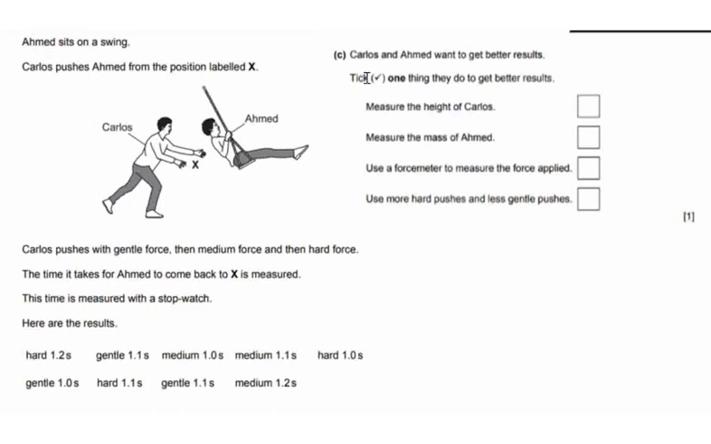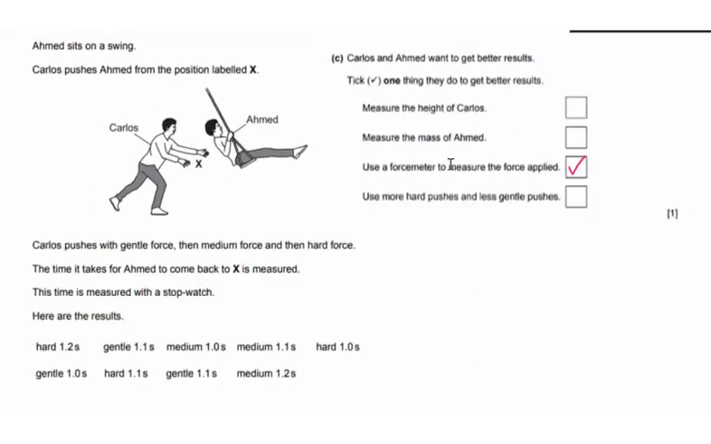Question C. Carlos and Ahmed want to get better results. Tick one thing they could do to get better results. Measure the height of Carlos. Measure the mass of Ahmed. Use a force meter to measure the force applied. Or use more hard pushes and fewer gentle pushes. Well, the correct answer is use a force meter to measure the force applied.